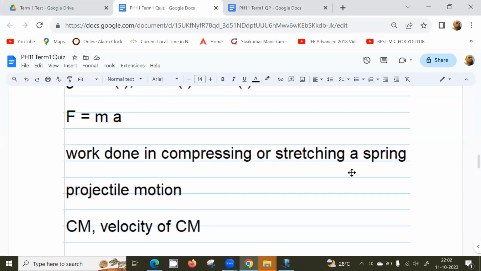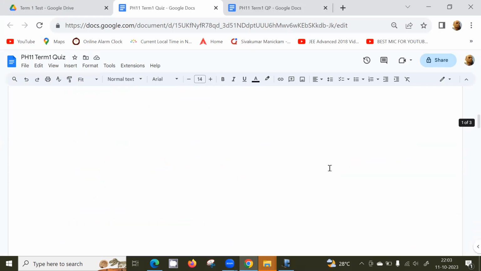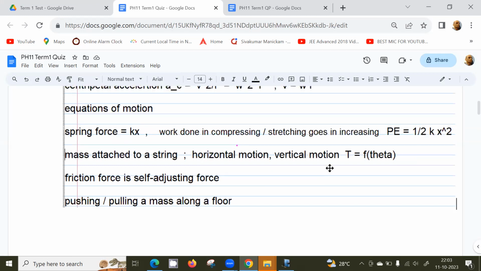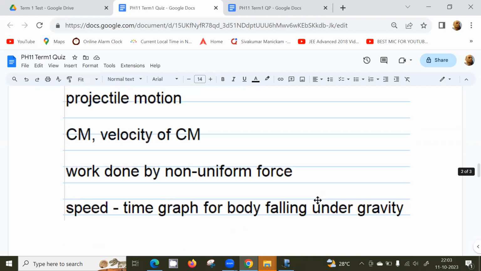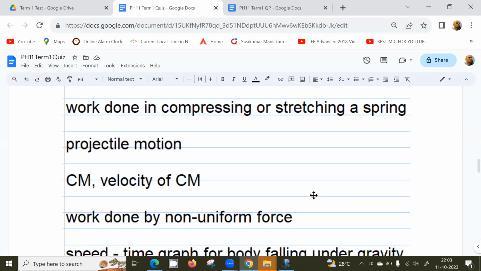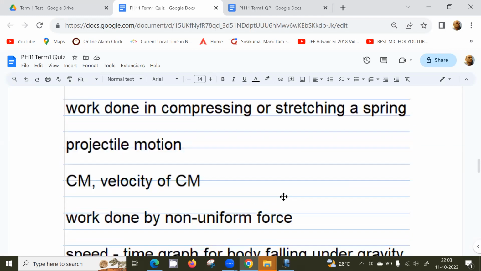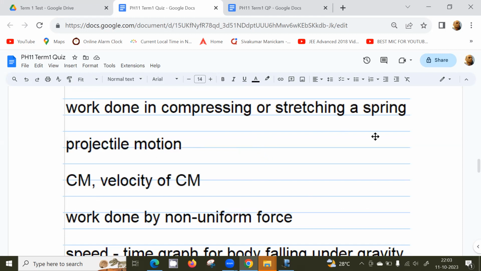Work done in compressing or stretching a spring, as I already said, is the integral of f dx, and f is kx, and the integral of x is x square over 2. So the work done in compressing or stretching a spring by an amount x is half kx square. That gets stored as potential energy in the spring. That's also called spring energy. It's actually potential energy in the spring.